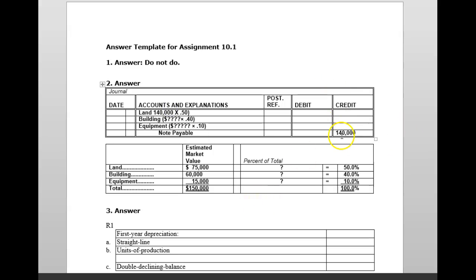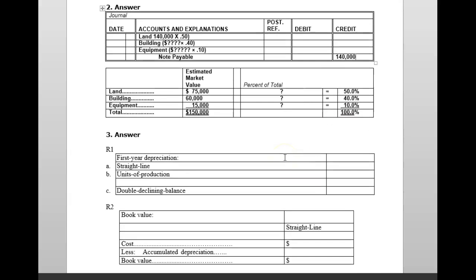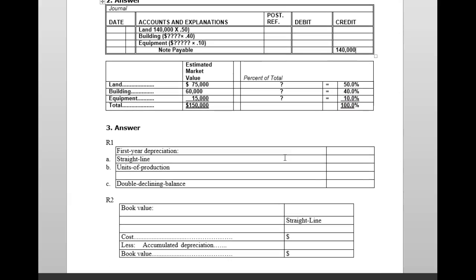Well, that was kind of fun. Then we get started in on depreciation. And depreciation is fun. It really is. Especially since you're only using straight line, units of production, and double declining. And they're all very easy. It's just number crunching in this case.